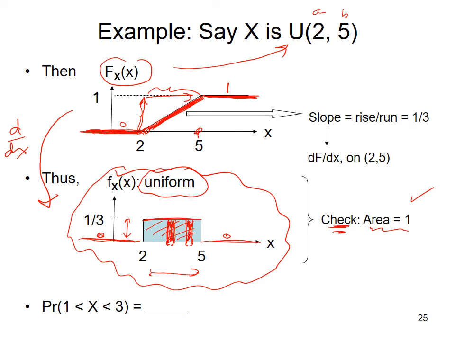So we use the uniform random variable whenever we have something that's equally likely to take on certain probabilities over regions of equal width, right? So that's what we're talking about.